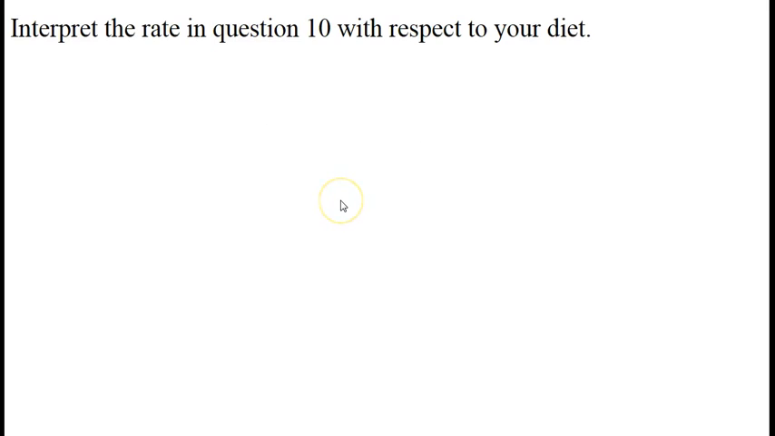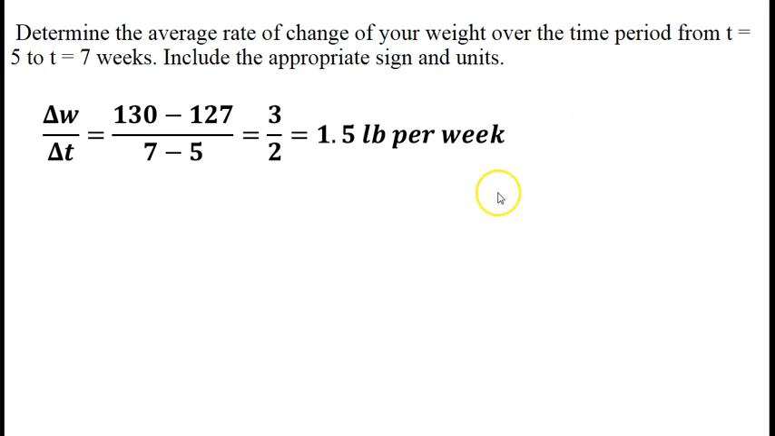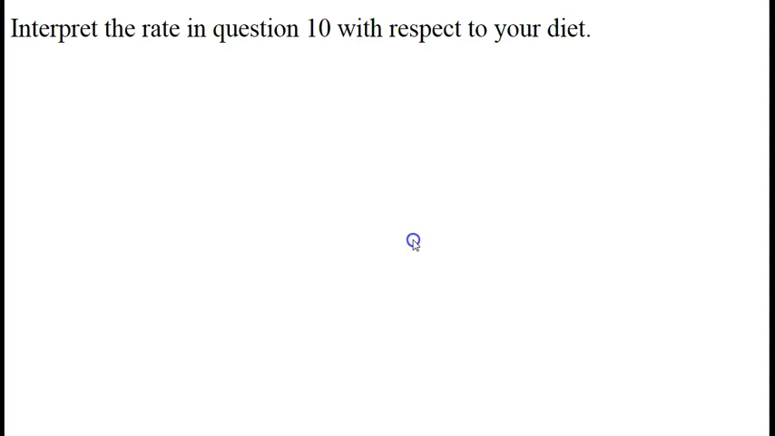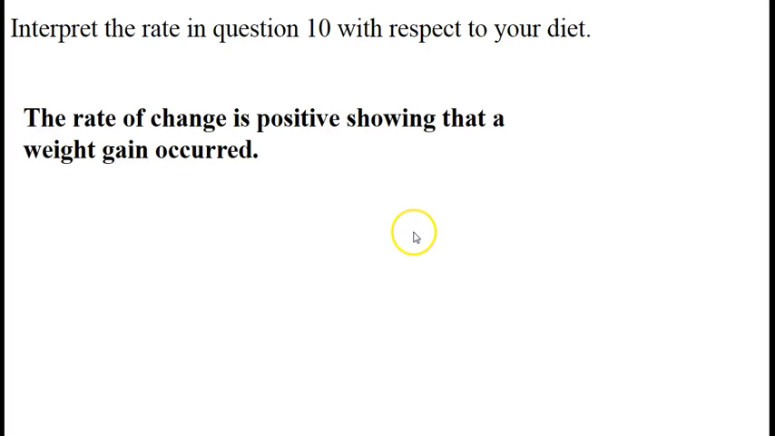Interpret the rate in question 10 with respect to your diet. So we need to interpret this with respect to our diet. It's saying that the rate of change is positive, because we don't have a negative here now. That is indicating that a weight gain occurred. We averaged a 1.5 pound gain per week.